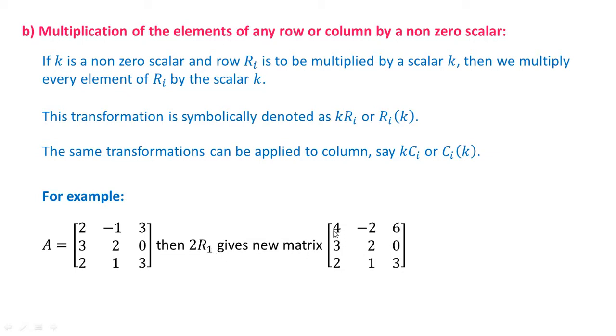You just multiply every element of row number 1 by 2. So it gives 4, minus 2, 6. The other two rows remain as they are, with no change in row number 2 or row number 3. Only row number 1 is multiplied by 2, and it gives a new matrix like this. This is also an important elementary transformation. You can apply it for columns also. I have given one example related to rows.